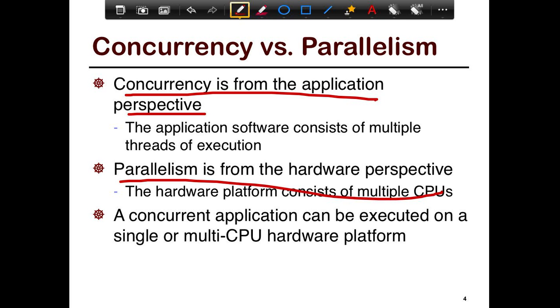Parallelism, though, is from the hardware perspective. Concurrency is typically unbounded, so you can have as many threads as you want, and the number of threads varies based on the application. Parallelism, on the other hand, is fixed for a given system. It's just based on how many processors you have. So a concurrent application can be executed on a single-CPU or a multi-CPU hardware platform. So it can be executed on a parallel platform or a non-parallel single platform.